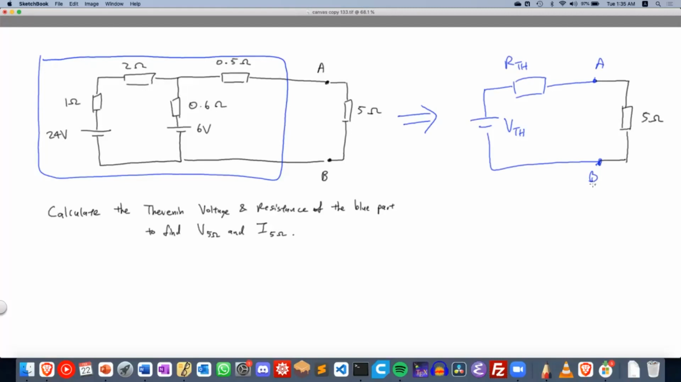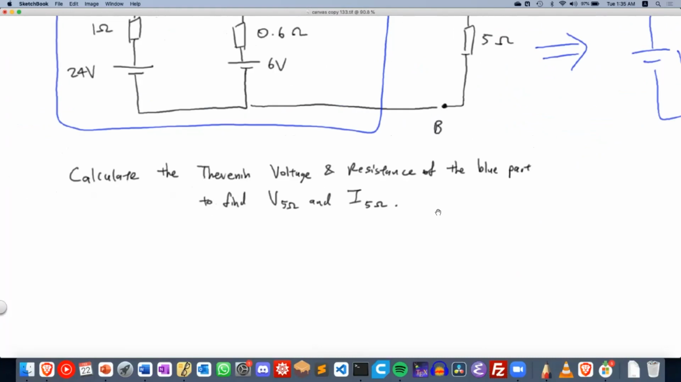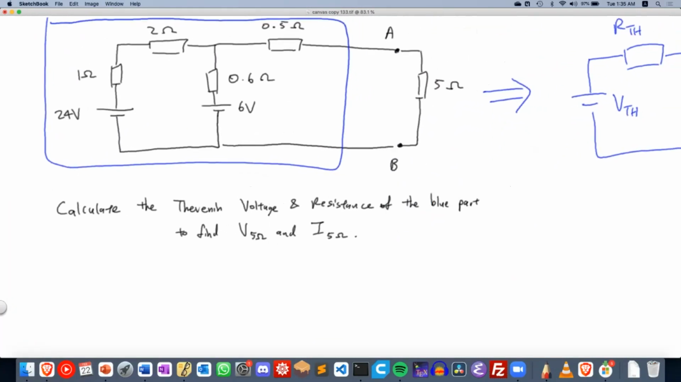So how do we calculate the Thevenin voltage, and how do we calculate the Thevenin resistance? We use Thevenin's theorem. To apply it, the first step is to disconnect the load. So step 1, to find VTH, disconnect the load.